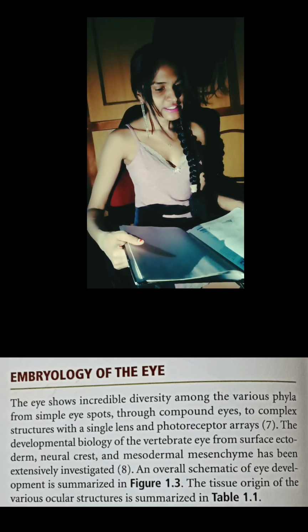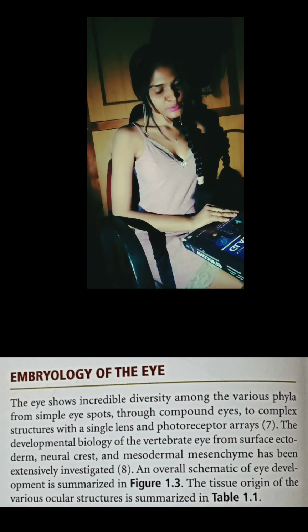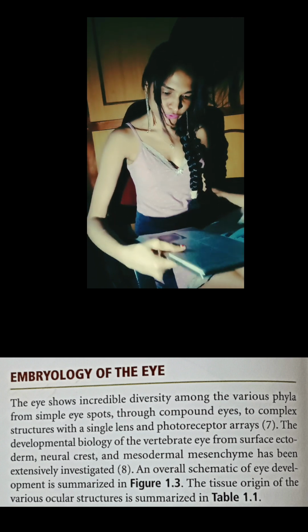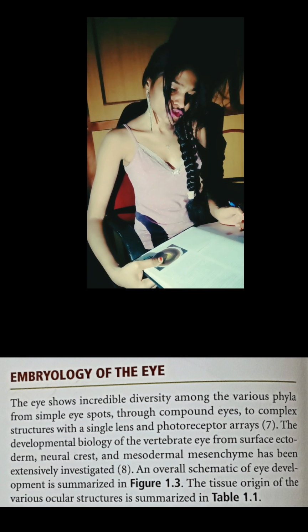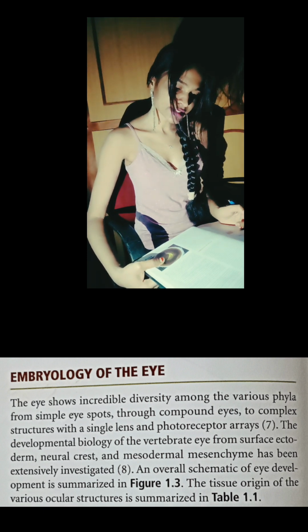Chapter 1, Cellular and Molecular Biology of Aqueous Humour Dynamics, from Shields' Textbook of Glaucoma, 6th edition, page number 4. Embryology of the Eye. The eye shows incredible diversity among the various phyla, from simple eye spots to compound eyes to complex structures with a single lens and photoreceptor arrays.